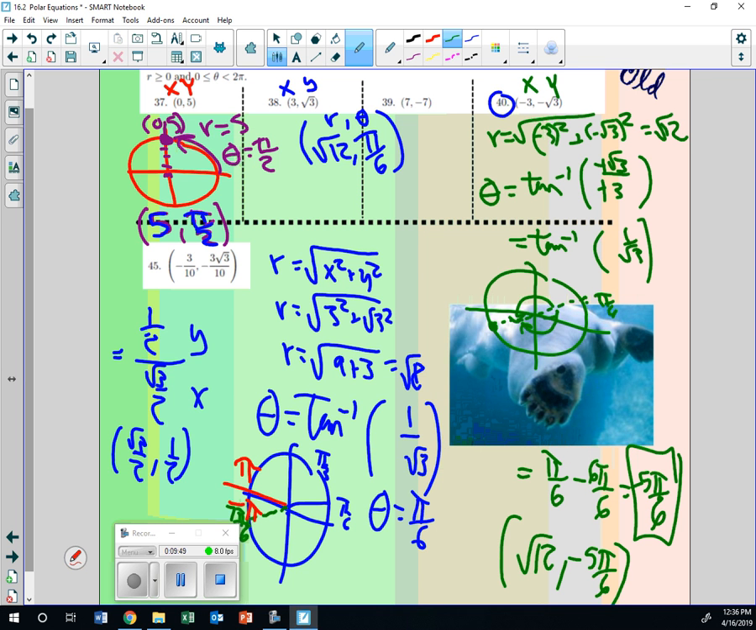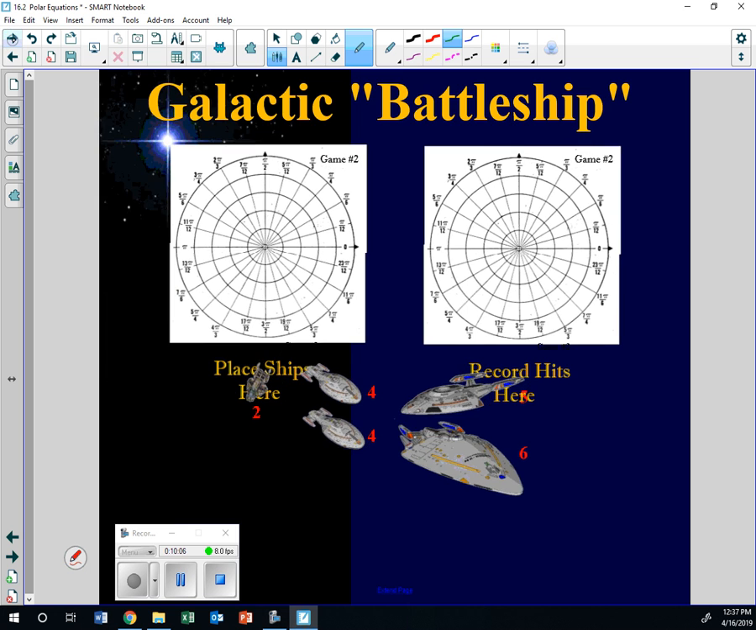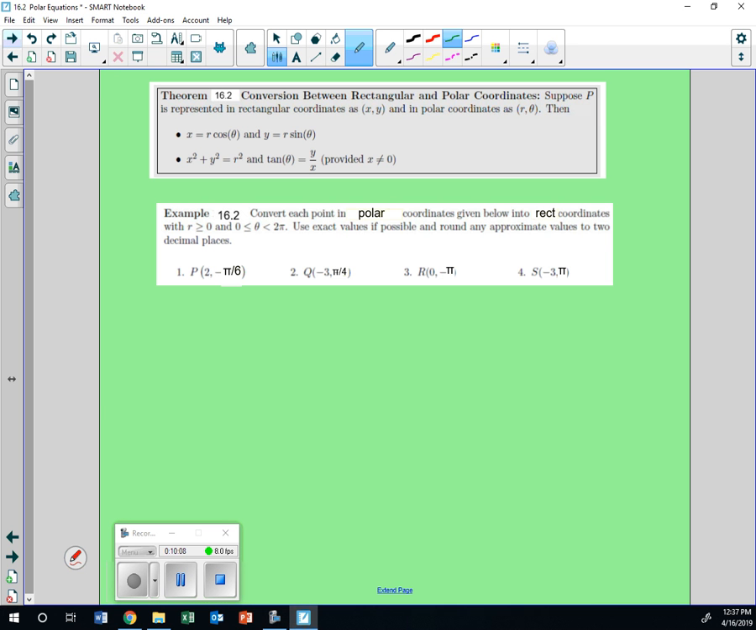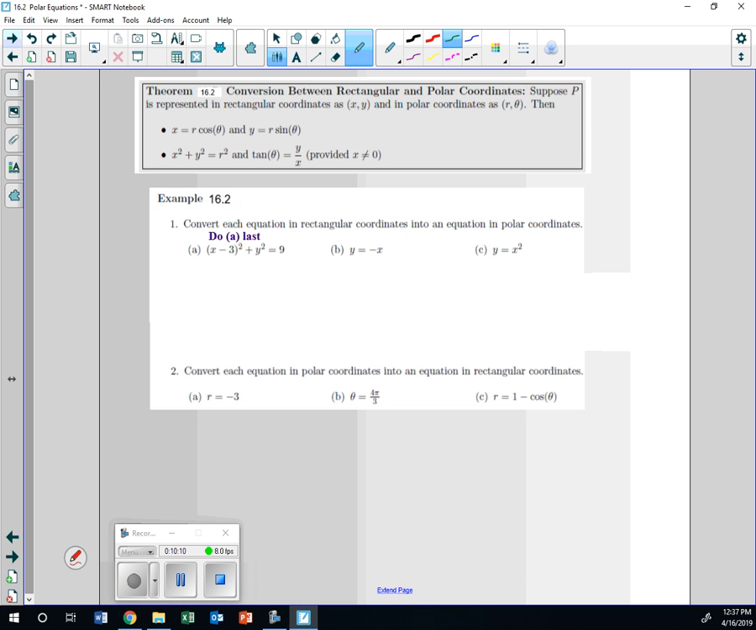Now, you mentioned about this negative, why couldn't it be negative square root of 12? It could be negative square root of 12, and then this would be pi over 6. A little confusing, but it works. All right, go on to the homework, and we're going to launch right into the homework here.